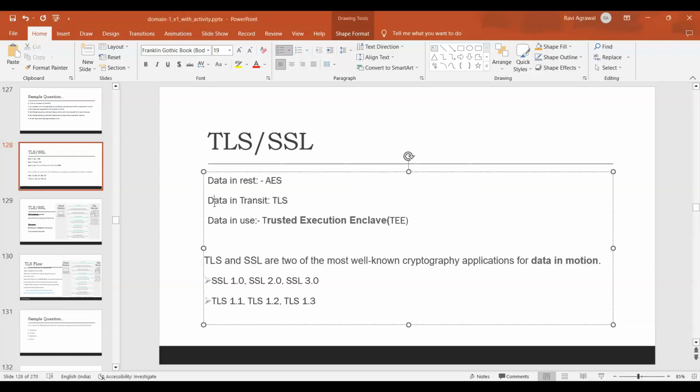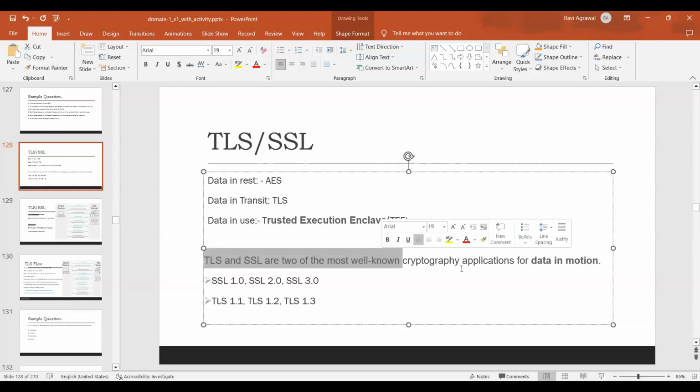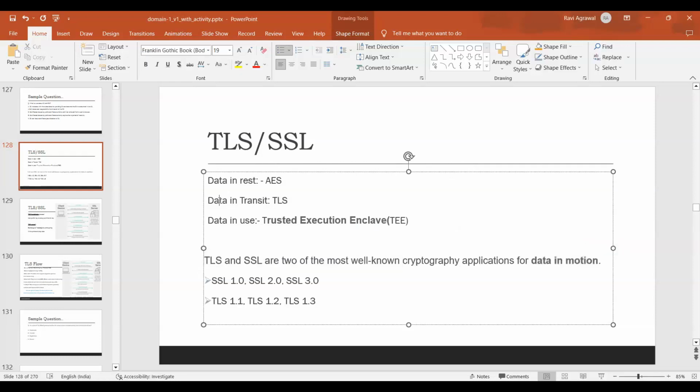When there is a movement of data from object storage, say a VM, or from client to CSP, all is over TLS. How does TLS work and what is TLS? We'll cover this. TLS and SSL are the two most well-known cryptographic applications for data in motion. So data in transit or data in motion is secured via TLS. So what is SSL? SSL, Secure Socket Layer, is the very starting phase of TLS.